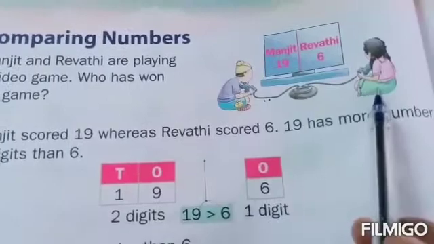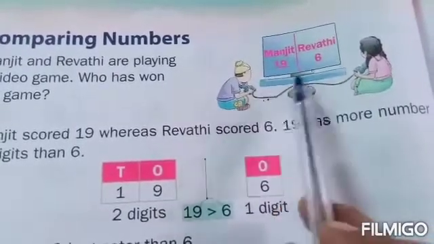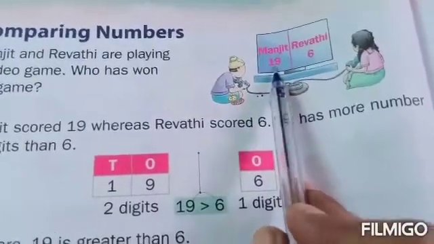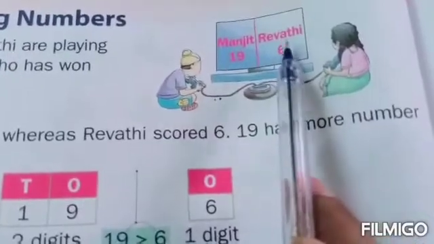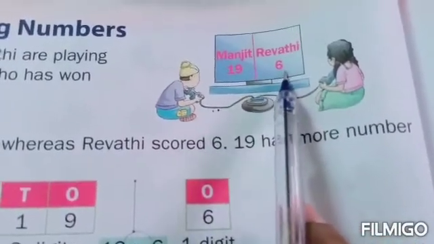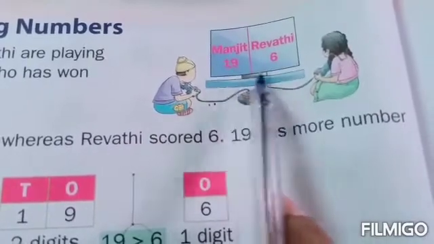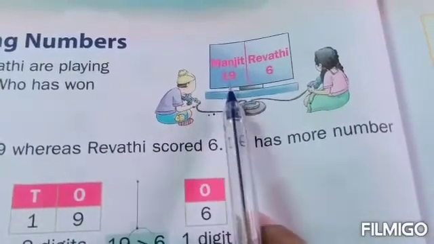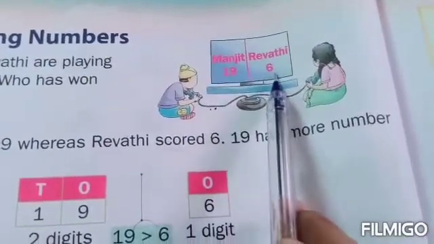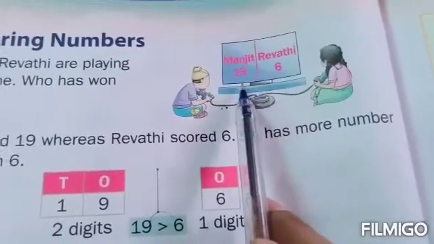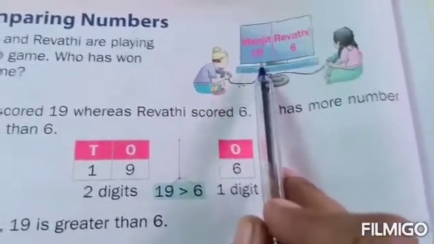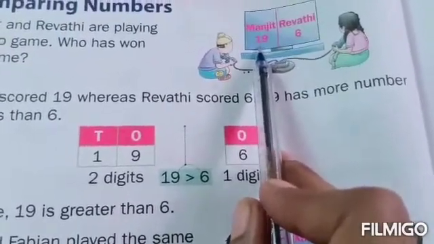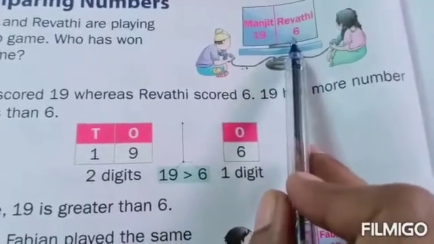Can you see two children playing a video game? Yes, and they scored the points. So here the boy's name is Manjeet. He scored 19 points. And the girl's name is Revati. She scored 6. So can you tell me who won the game? Of course, Manjeet won the game because he got a greater number than Revati. Okay, so how do you come to know this? Can anyone tell? Yes, because Manjeet's score is 19 and Revati's score is less, 6.